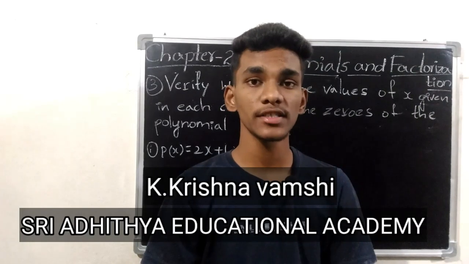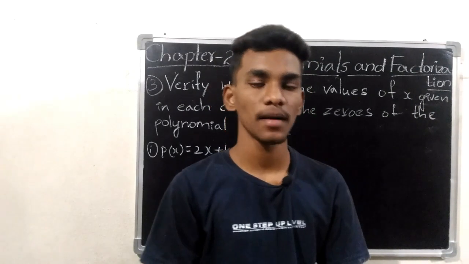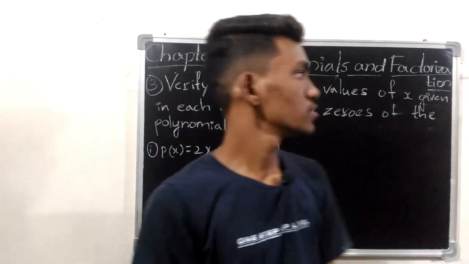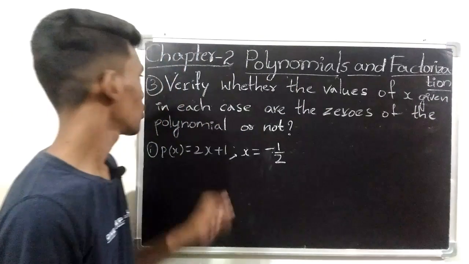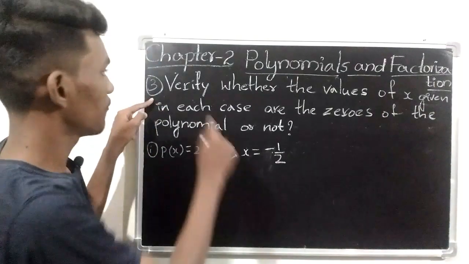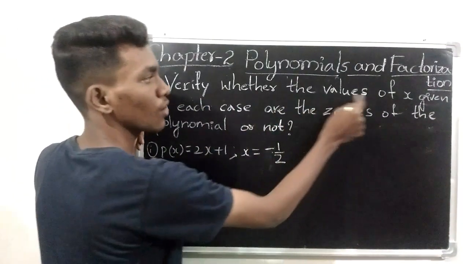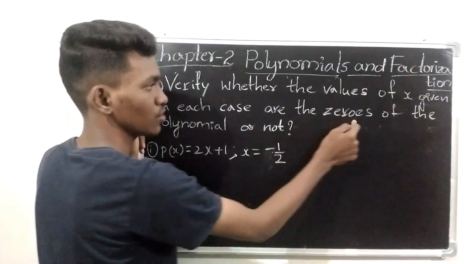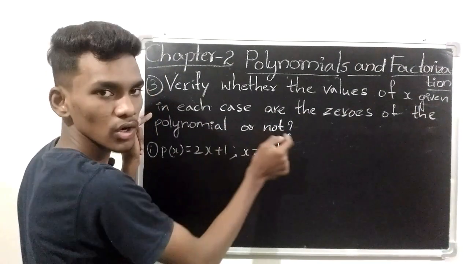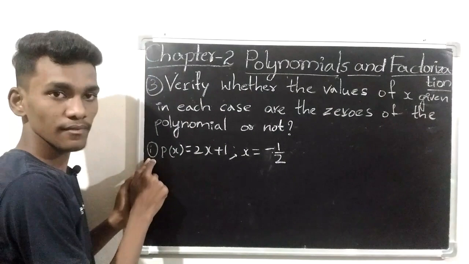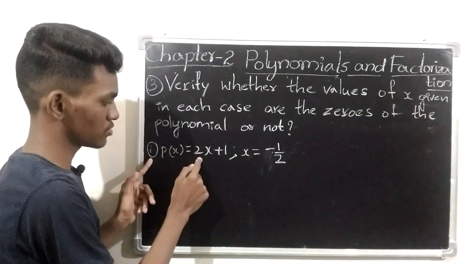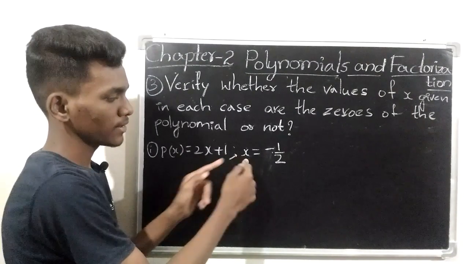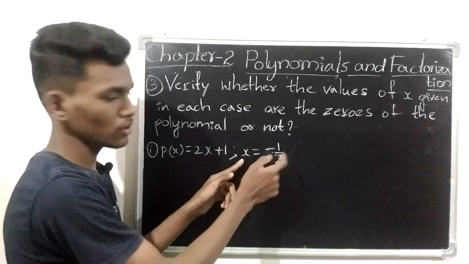Today I am going to explain 9th class 2nd chapter polynomials and factorization. Exercise 2.2. So going to third bit, verify whether the values of x given in each case are the zeros of the polynomial or not. So given that first one is p of x is equals to 2x plus 1, comma, they are given x is equals to minus 1 by 2.